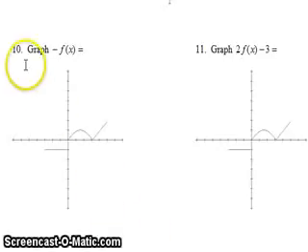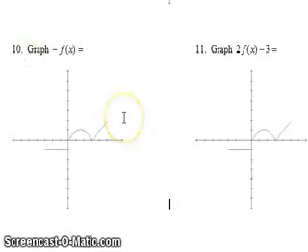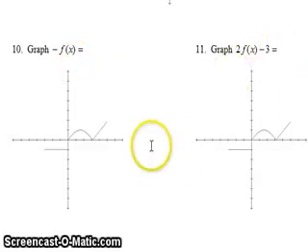Hey everybody, I want to go over two problems from our quiz number 1, problem 10 and problem 11. If I screw this up, bear with me, I'm still learning all the technology.